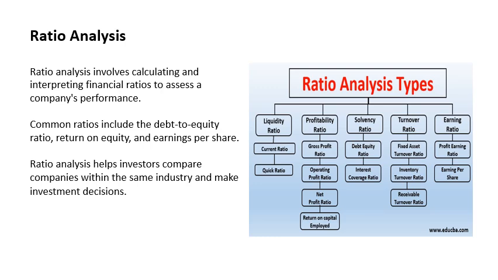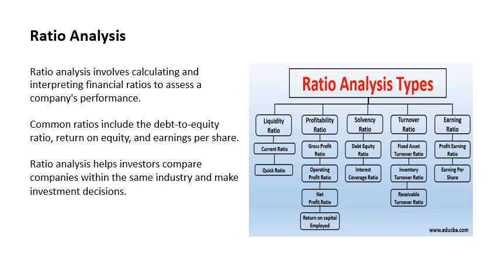Liquidity ratio has two types: one is the current ratio, and the other is the quick ratio. In the profitability ratio, there are the gross profit ratio, operating profit ratio, net profit ratio, and return on capital employed. In the solvency ratio, there are the debt equity ratio and interest coverage ratio. In the turnover ratio, we have fixed asset turnover ratio, inventory turnover ratio, and receivable turnover ratio. And the last type is the earning ratio, which covers the price earning ratio and earning per share.